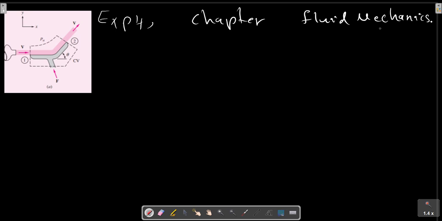This picture shows a fixed vane turning a water jet of area A through an angle theta without changing its velocity magnitude, as shown in the figure. The magnitude of velocity is constant, the flow is steady, and the pressure is PA.